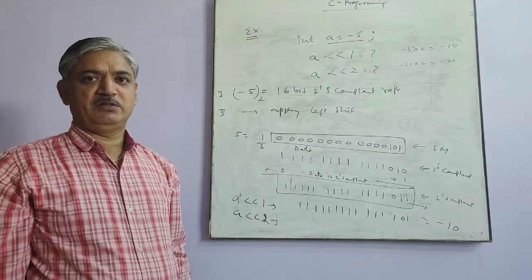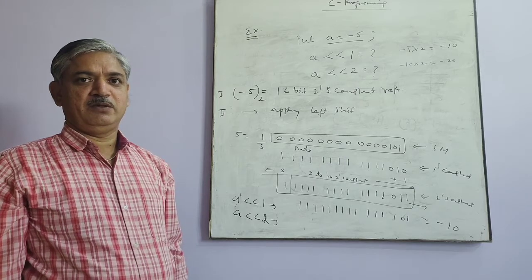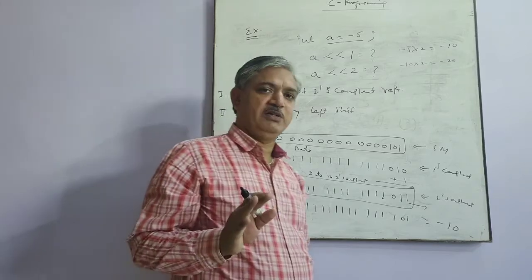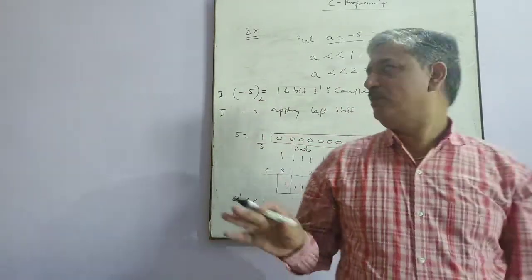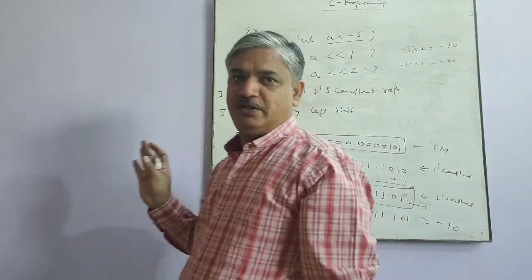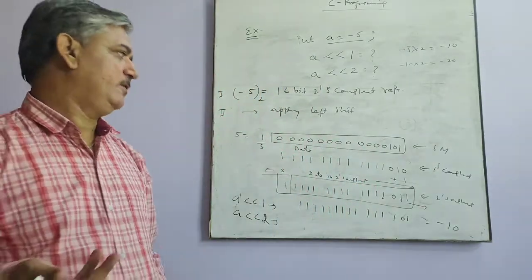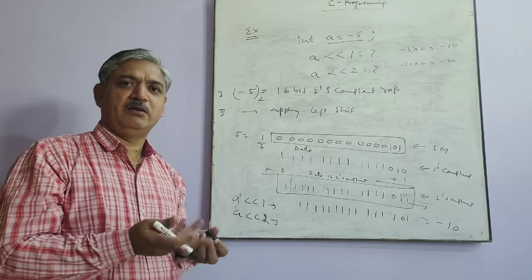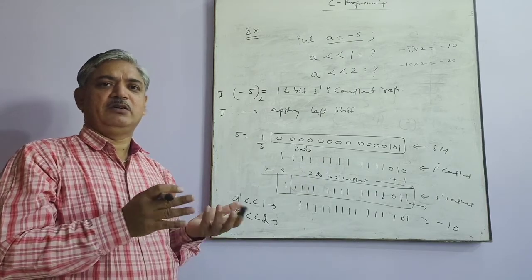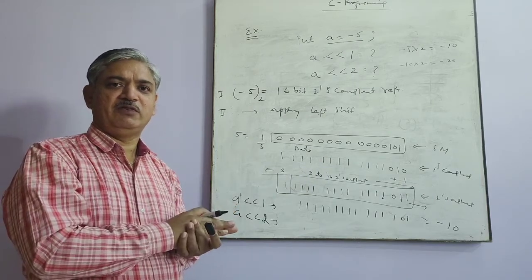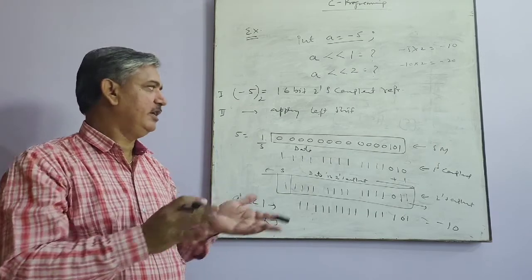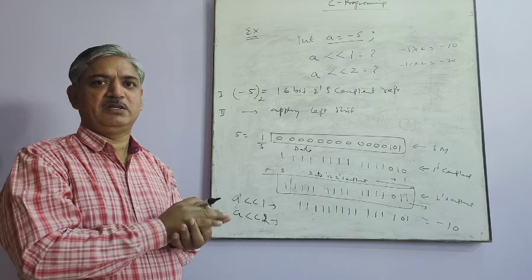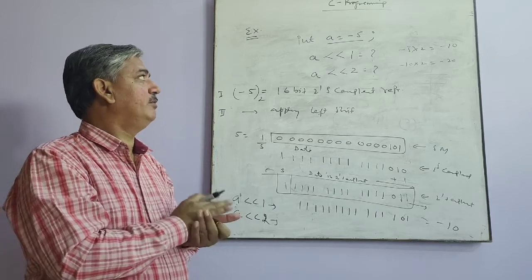bitwise operations. Clear? So in case of bitwise operations, the important thing is what? The data representation. After data representation, simple AND, OR, NOT, XOR, left shift, right shift. But the important thing is first convert the number into bits and then apply the operation. This is the key point in bitwise operation.